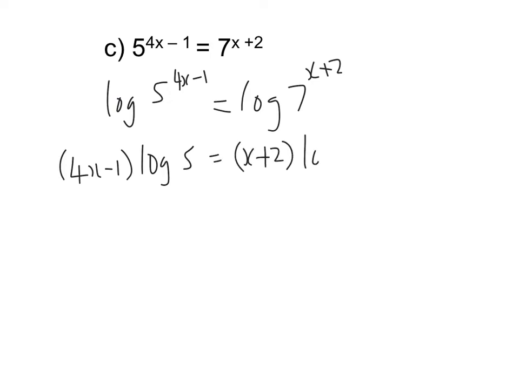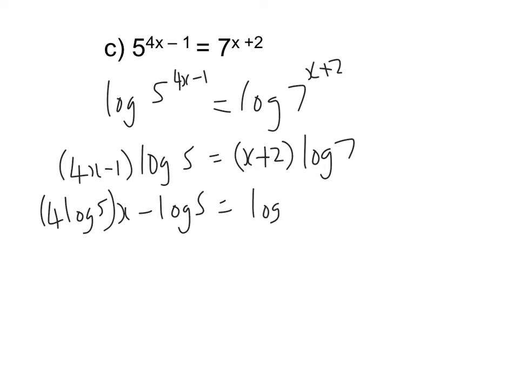That's the whole power. And then you can expand those brackets out. So 4x log 5, or 4 log 5 x minus log 5 equals log 7 x. Notice I'm putting brackets around the number in front of the x.